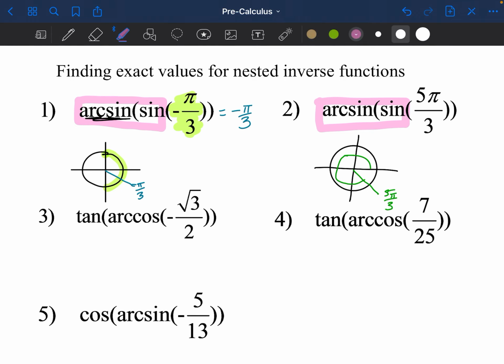The boundaries, again, for sine, negative pi over 2 to pi over 2. So instead, we have to start at 0 and go backwards to get to 5 pi over 3. Well, what do you know? That's equal to negative pi over 3.